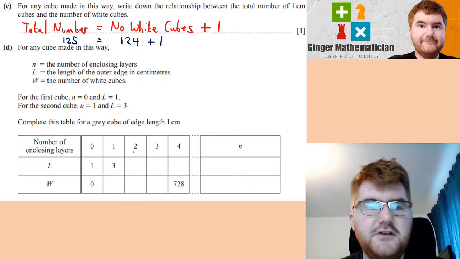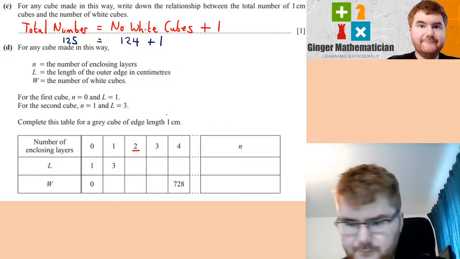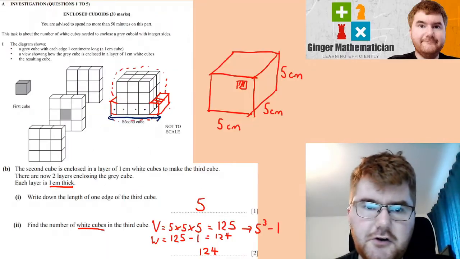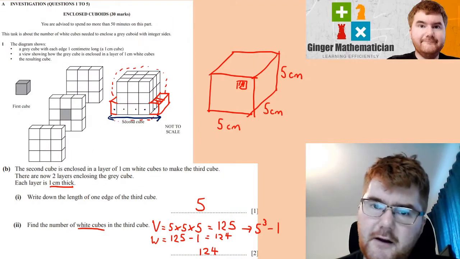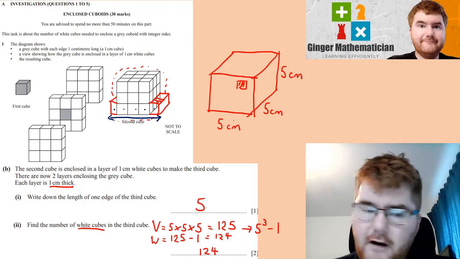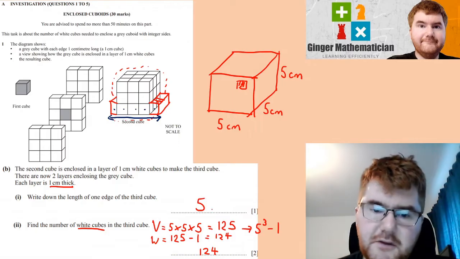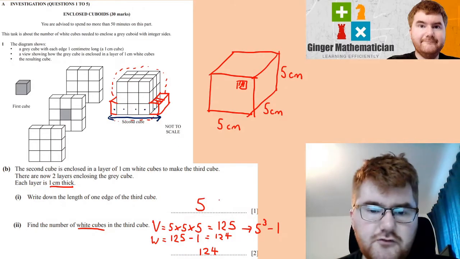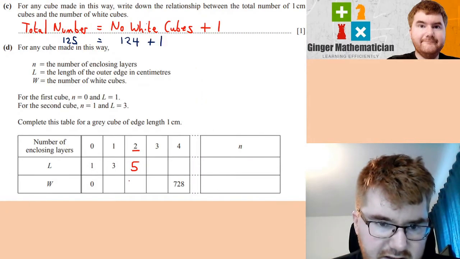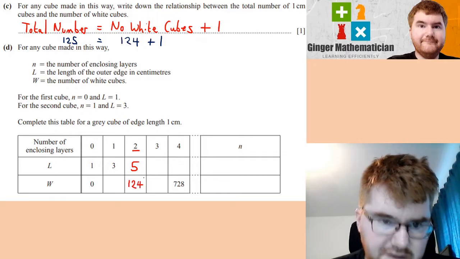So let's go to cube number 2. The number of enclosing layers is 2. Well, that was this example here. So the length line was 5, so we're going to write in 5 there. And the number of white cubes for that example was 124, so I'm going to write in 124 underneath.